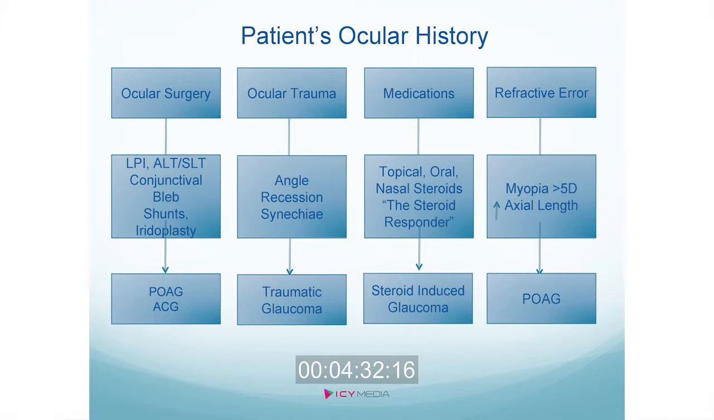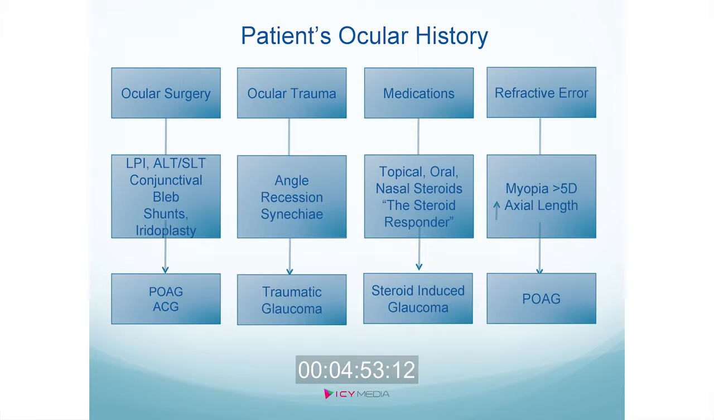If they had an LPI, we'll worry more about a narrow angle, right? If they had an ALT or an SLT, then they probably had an open angle, okay? If they had a shunt or a trabeculotomy, then they probably had more of an advanced glaucoma, okay? So these are important things that you want to obtain in your history before you even see the patient, okay?